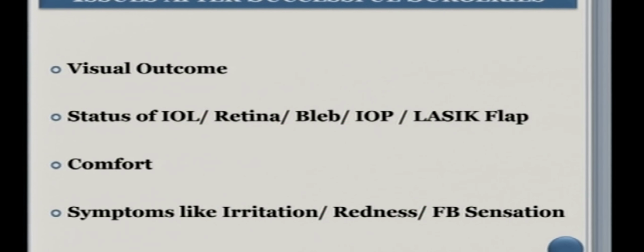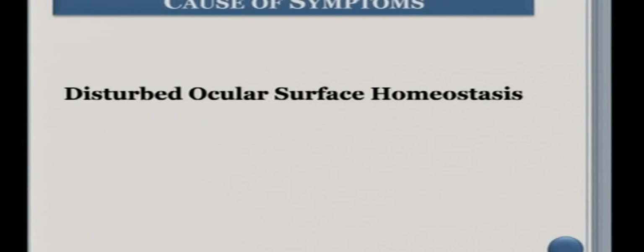But what happens is that some of the patients are not very happy. We may say that the results are very good, but the patients are uncomfortable. Why? Because they have the symptoms of irritation, redness, foreign body sensation, and these things are becoming very common these days. Earlier, getting 6/6 vision was the major criterion of a successful surgery. But now we want the patient to be happy, we want the patient to be comfortable, because the 6/6 issue is no more there.